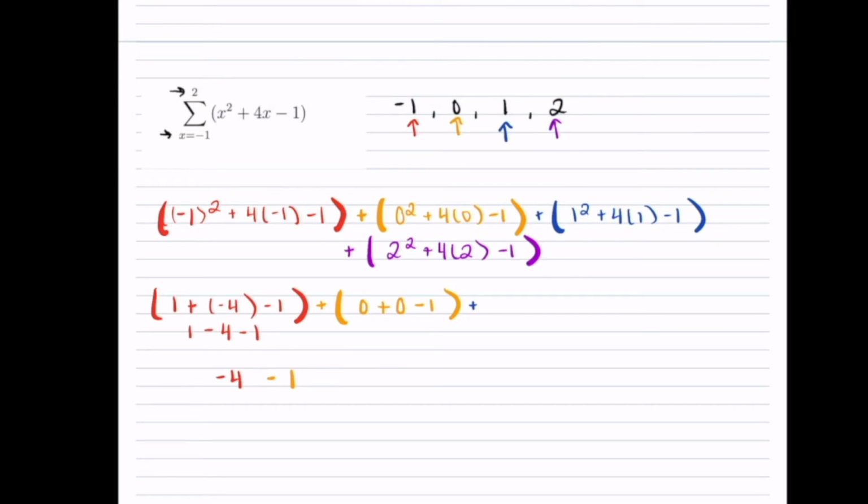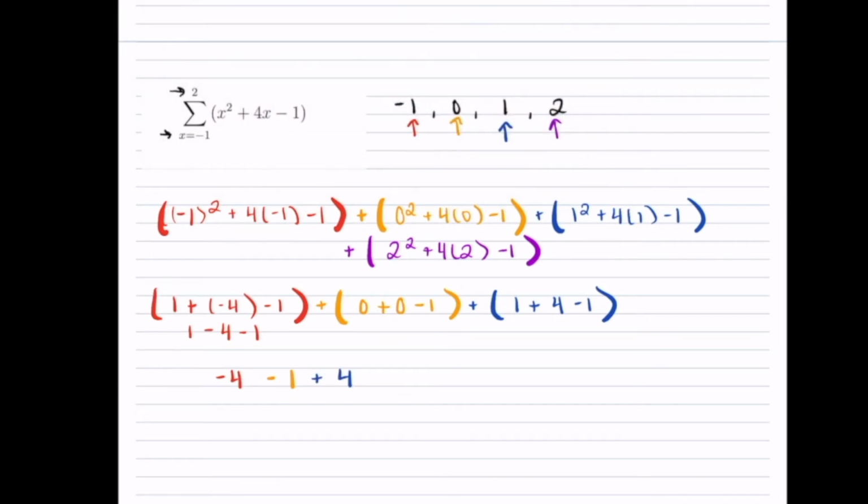Our third term is 1 squared, which is 1, plus 4 times 1 is 4, minus 1. 1 plus 4 is 5, minus 1 is 4. That's a positive 4.